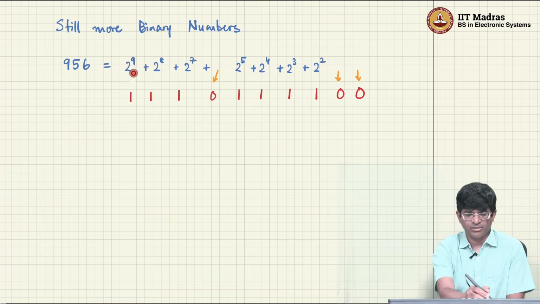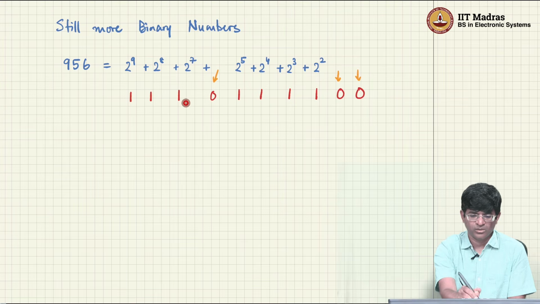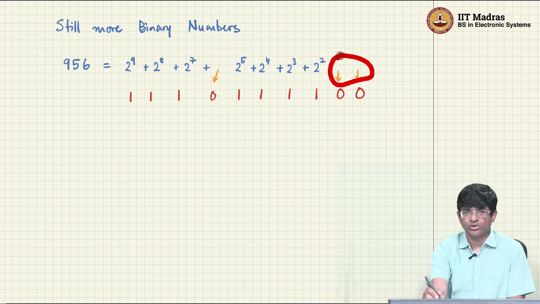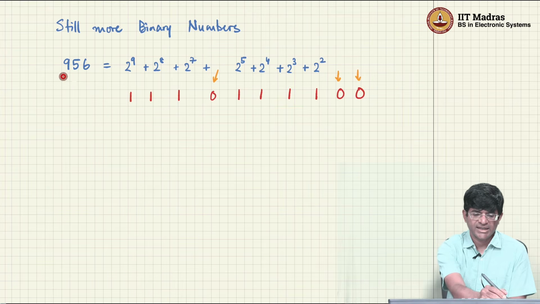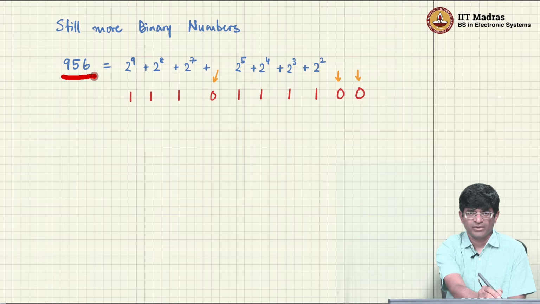So, let us write that out. I basically say that I have a 1 here, 1 here, 1 here, a 0 here, again 1, 1, 1, 1 and 2 zeros corresponding to these missing 2 power 1 and 2 power 0. This, in other words, is the binary representation of 956, right? How many bits did I need? 10, right? And how do I get that? 956 happens to be greater than 2 power 9 but less than 2 power 10, and any number in that range essentially requires 10 bits to be represented.